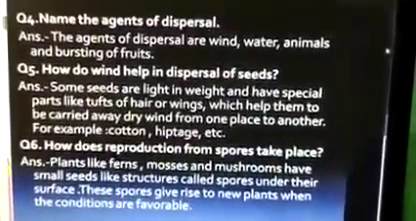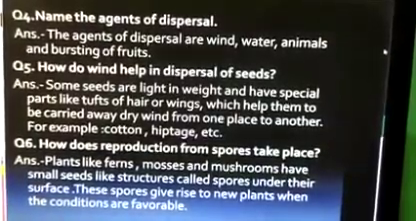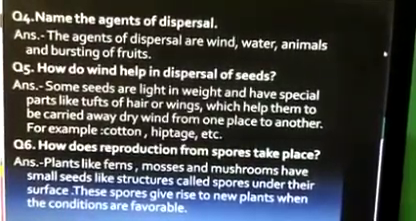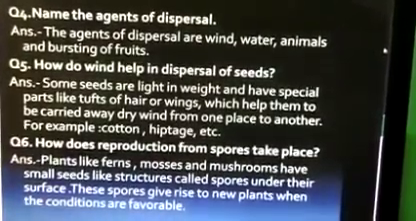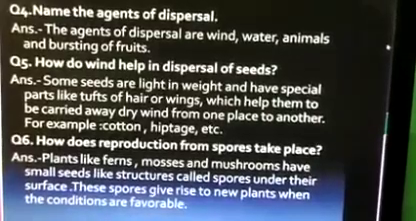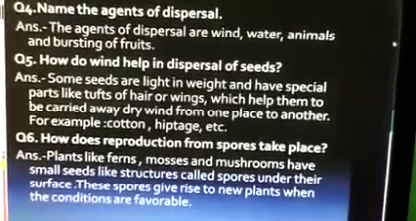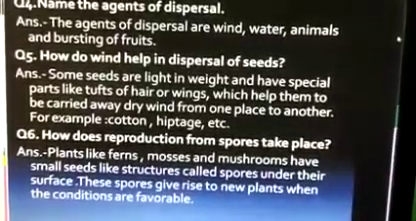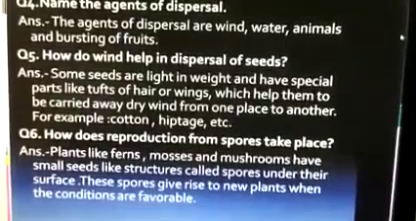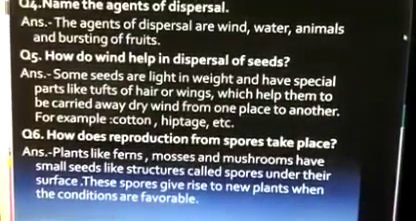Now move to the next question. Question number 4. Name the agents of dispersal. The agents of dispersal are wind, water, animals and bursting of fruits. Question 5. How does wind help in dispersal of seeds? Some seeds are light in weight and have special parts like tufts of hair or wings, which help them to be carried away, driven by wind from one place to another. For example, cotton, hippus, etc.